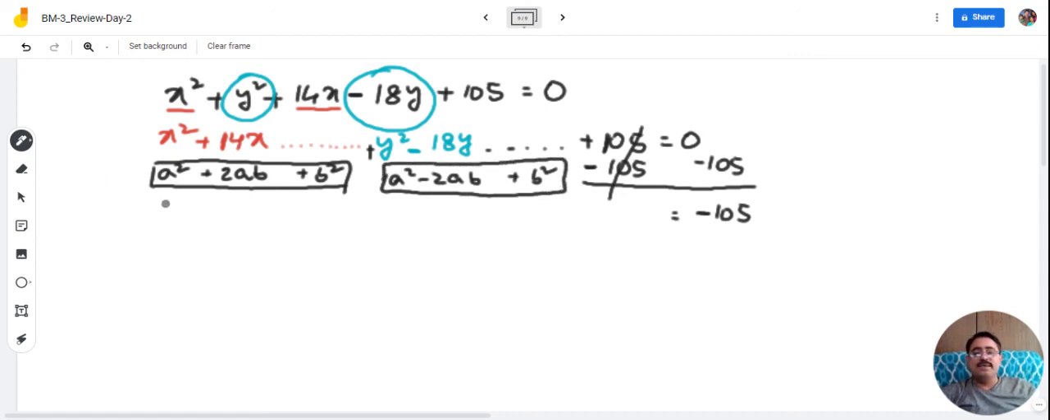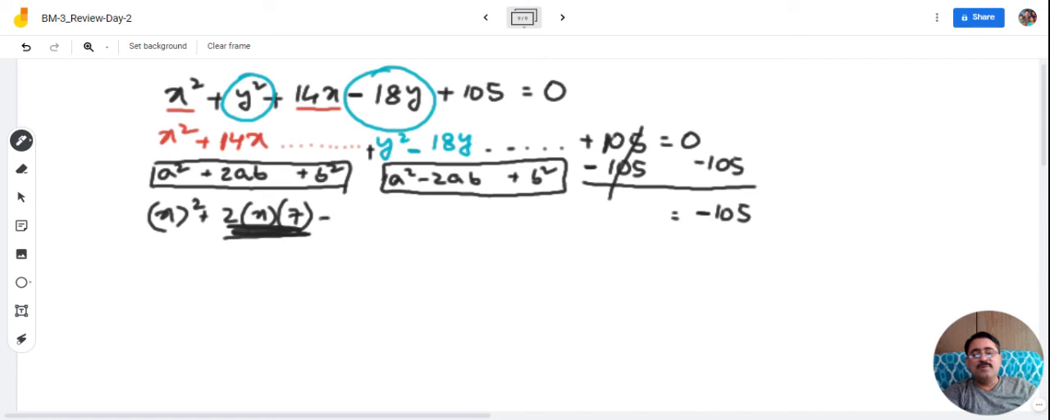Now x square and a square, they are matching. Therefore, x whole square plus 2 times the a value. You can see that it is x. Therefore, let me take x. What is the b value? 2x times what value makes 14? 2 times 7 is 14. So the value of b is 7.